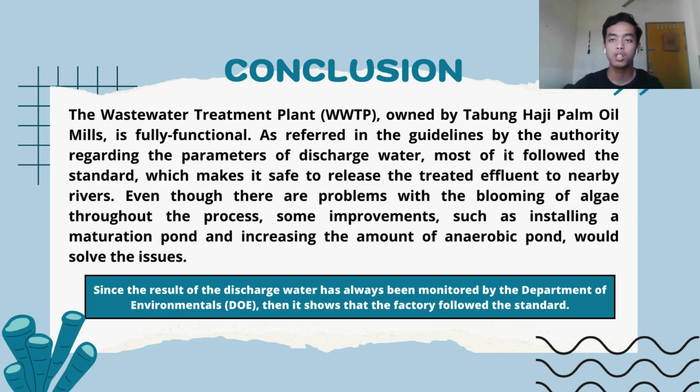In conclusion, the wastewater treatment plant (WWTP) owned by Tabung Haji Palm Oil Mill is fully functional, as referred to in the guideline by the authorities regarding the parameters of discharge water. Most of it follows the standard, which makes it safe to release the treated effluent to the nearby river. Even though there are problems with the blooming of algae throughout the process, some improvements such as installing a maturation pond and increasing the number of anaerobic ponds will solve the issue. Since the result of the discharge water has always been monitored by the Department of Environment (DOE), it shows that the factory followed the standard.